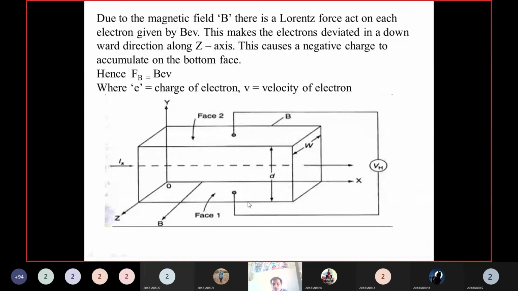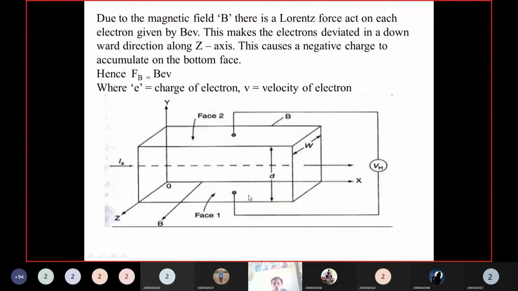So due to that potential difference, an electric field will occur. If you apply the electric field, what happens? Force will occur. Due to that electric field also, some force will act. That force direction is opposite to the previous direction, where F is equal to BeV. So this direction is downward.